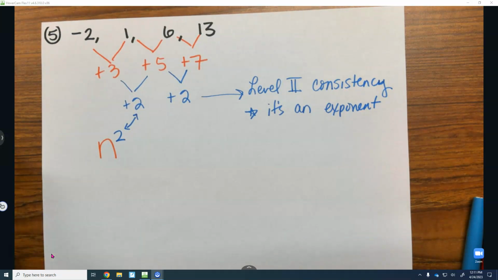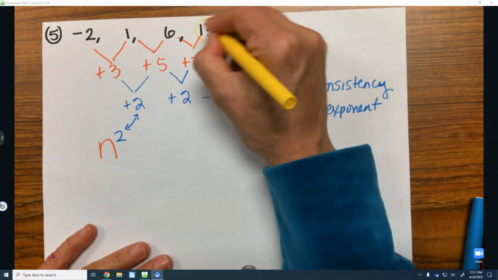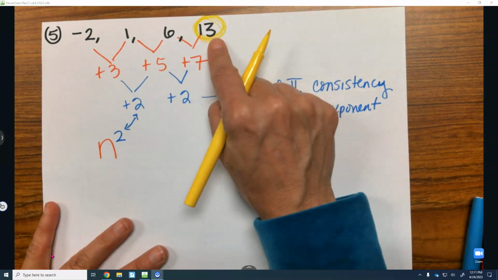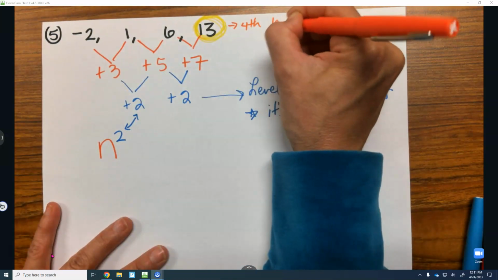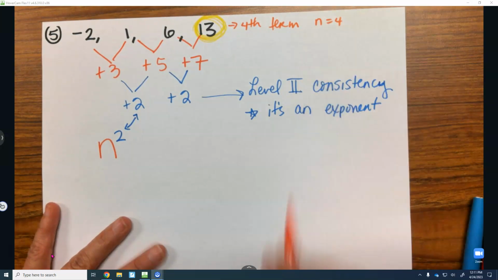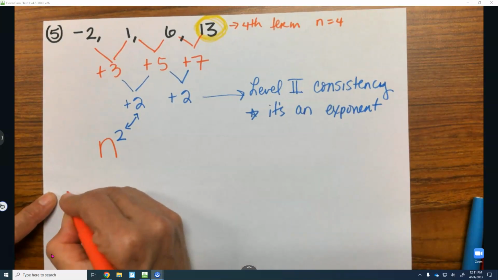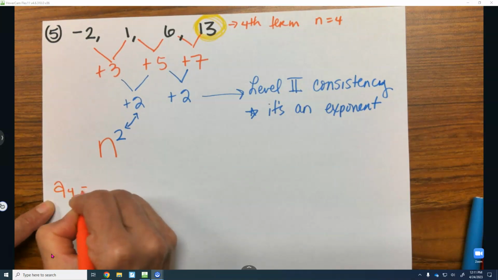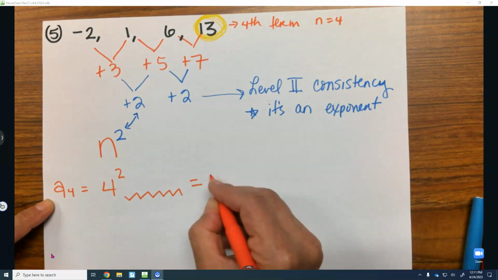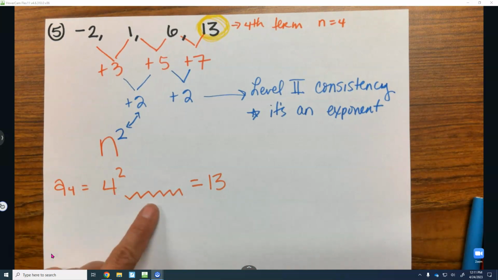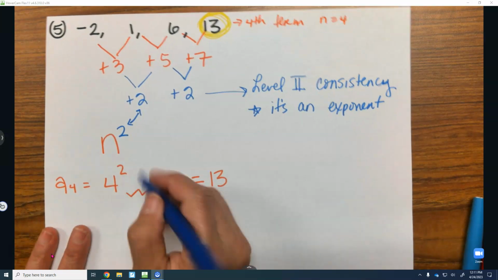Let's go ahead and plug in a value and adjust our rule. I am going to plug in this value right here. I'm going to use 13. 13 is the 4th term. So I know my n is going to equal 4. Here we go. So I am going to use a sub 4. That's going to be 4 squared. And what needs to be adjusted to make this a true number sentence? What goes here? Minus 3. That's it. 4 squared is 16, but we need it to be 13, so minus 3.